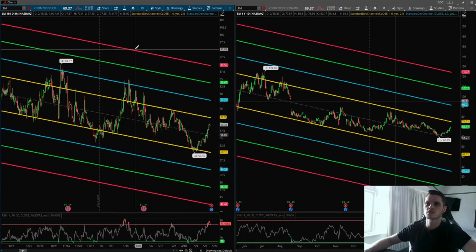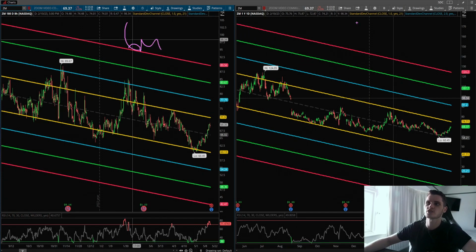Now, to get straight into it, on the left, we have a 6-month chart. On the right, we have a 1-year chart. What we consider this is the shorter term trend. And on the right, we have the longer term trend.